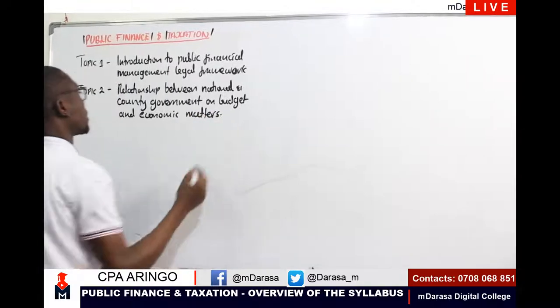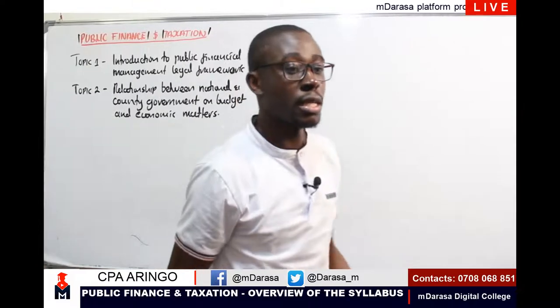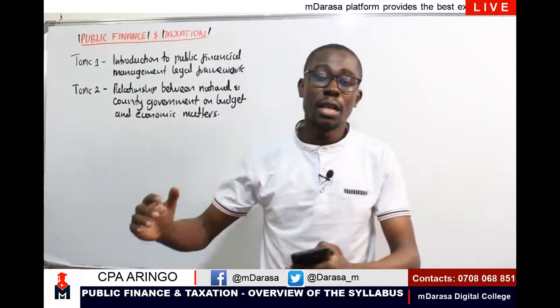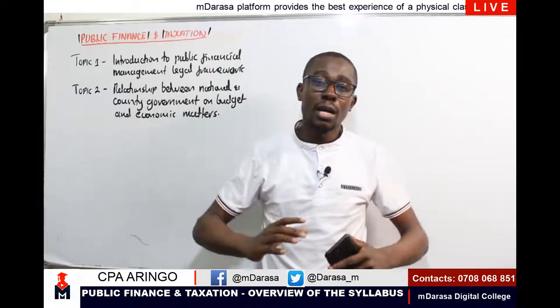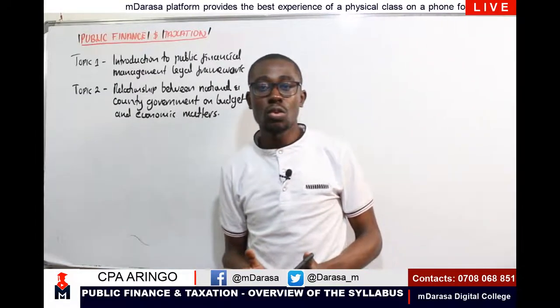So you'll find that in topic number two, basically at this point, you do understand that our system of government is we having the national government and the county governments. So at the end of the day, they work as one system because they do interrelate in so many cases.